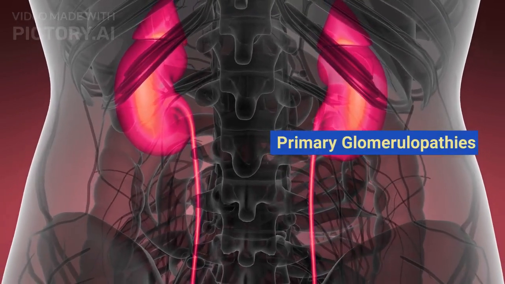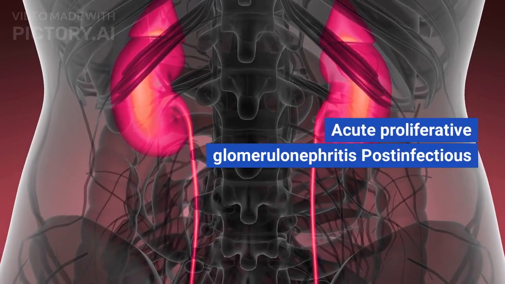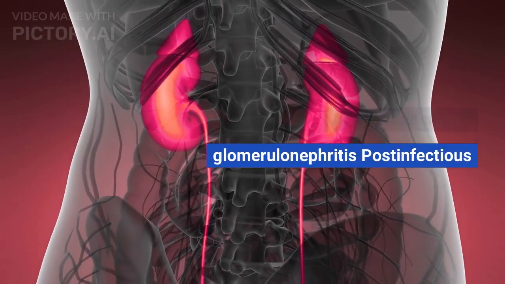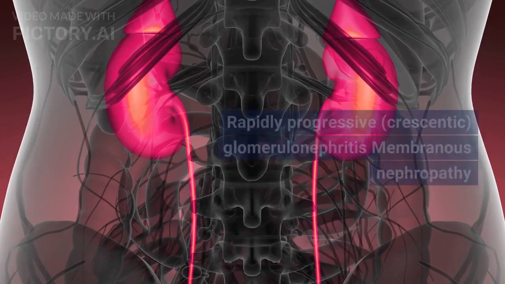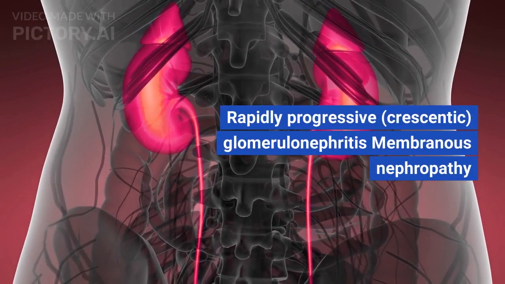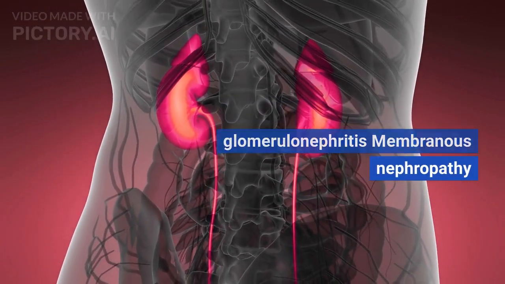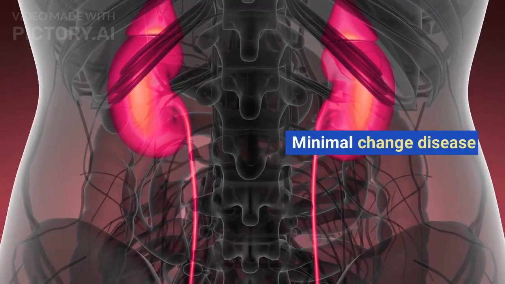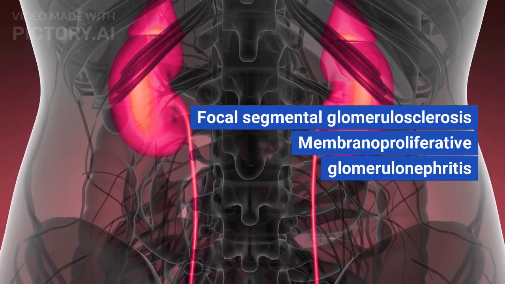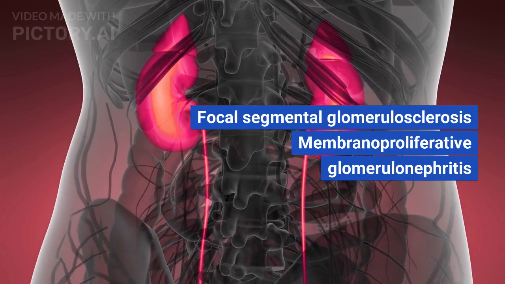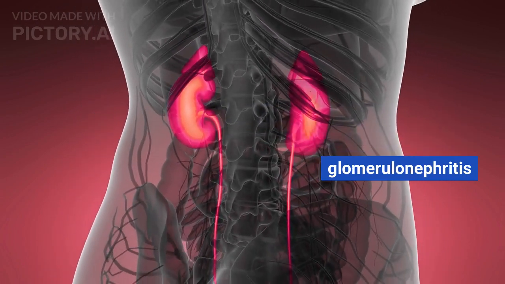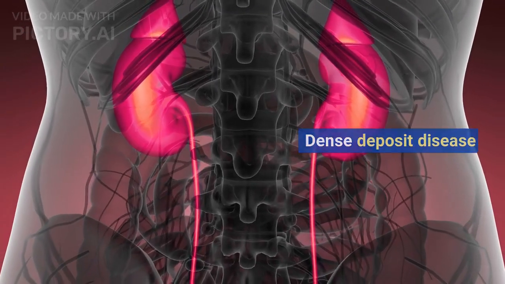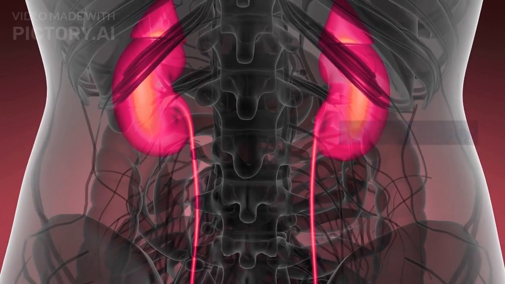Primary glomerulopathies. Acute proliferative glomerulonephritis, postinfectious, other. Rapidly progressive, crescentic glomerulonephritis. Membranous nephropathy. Minimal change disease. Focal segmental glomerulosclerosis. Membranoproliferative glomerulonephritis. Dense deposit disease. IgA nephropathy.